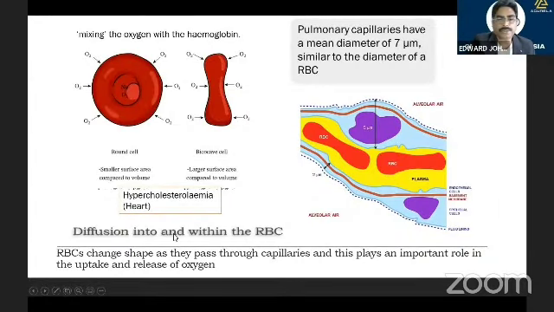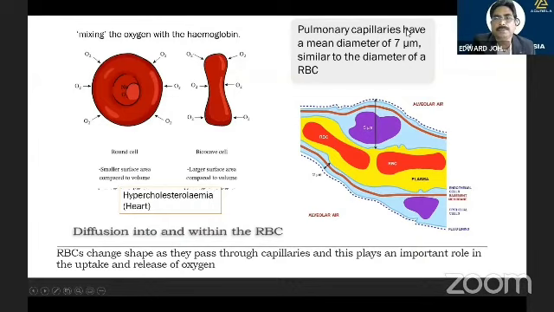So the diffusion into and within the RBC, how does it go into the RBC? The RBC changes shape as it passes through the capillaries. This plays an important role in the uptake and release of oxygen. See, this is the RBC. When it is round, the surface area of contact is less. When it takes a biconcave shape, there is a large surface area of contact for the oxygen.